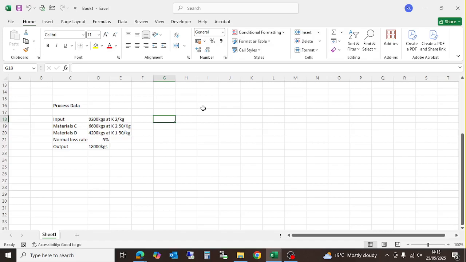Number one, we'll have to determine our total output value. And number two, after we determine our total output value, we'll have to apportion it as per the materials that they've given us. So how do we find our total output value?